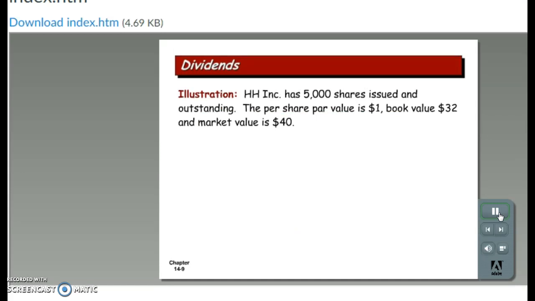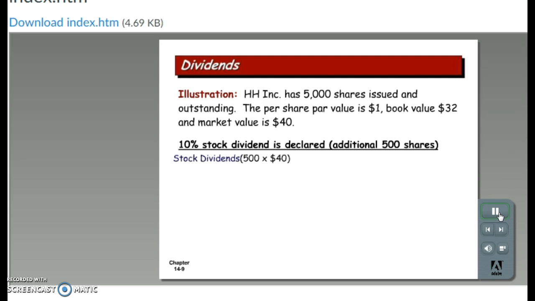HH Inc. has 5,000 shares issued and outstanding. The par value is $1, book value is $32, and market value is $40 per share. If the company declares a 10% stock dividend, an additional 500 shares, calculated by multiplying 5,000 shares by 10%, will be issued. At declaration, the following journal entry is recorded.